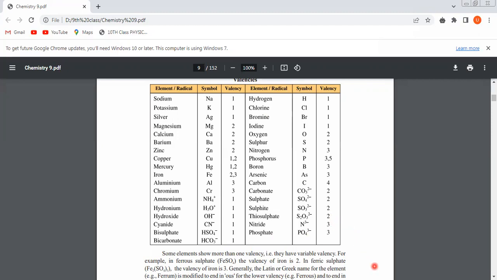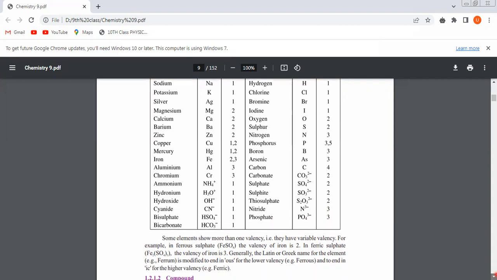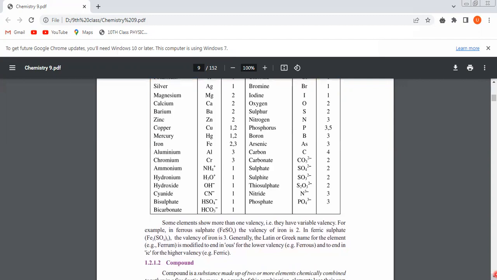Some elements show more than one valency. They have variable valency. For example, in ferrous sulfate, FeSO4, the valency of iron is 2. The name is modified to end in "ous" for the lower valency, ferrous, and to end in "ic" for the higher valency, ferric.